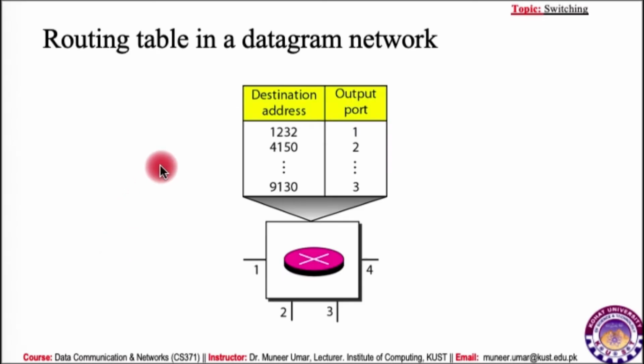In this type of network, each switch, which we usually call the router or packet switch, has a routing table which is based on the destination address. The routing tables are dynamic and are updated periodically. The destination addresses and the corresponding forwarding output ports are recorded in the tables.